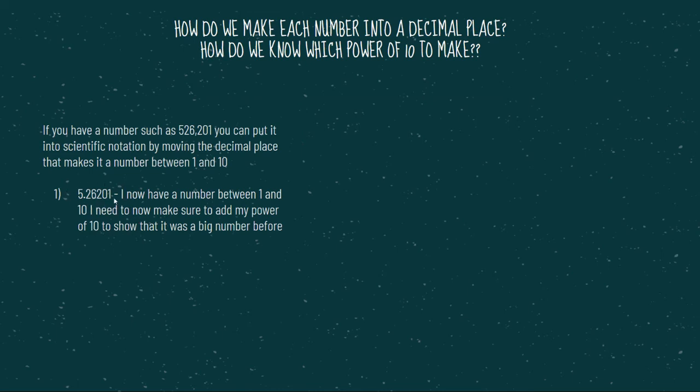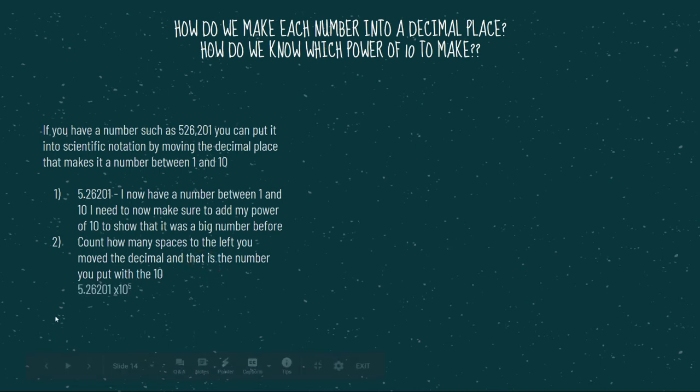So now I have a number that's between 1 and 10. So I now need to go times by 10 to what power? So I have to start by counting the spaces to the left that I have. So my decimal was here. I'm going to move it 1, 2, 3, 4, 5 spaces. So I counted all the way up to my decimal and I wrote 5.26201 times 10 to the 5.